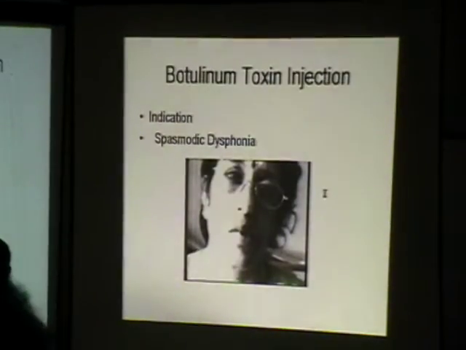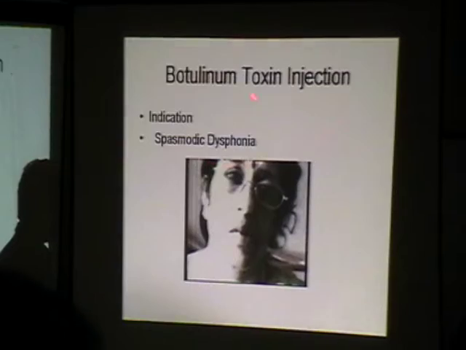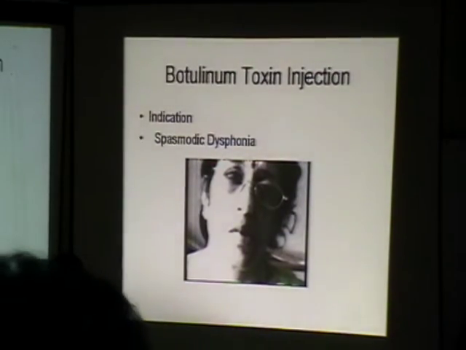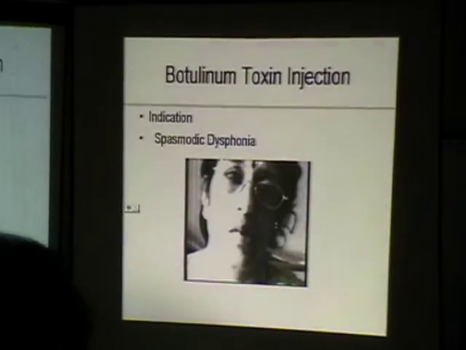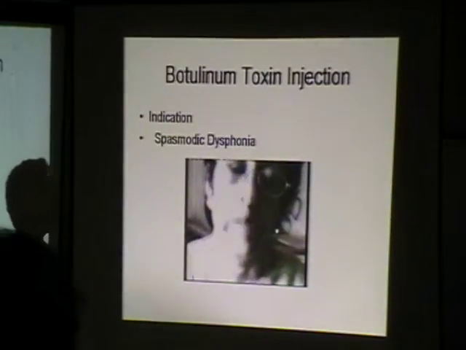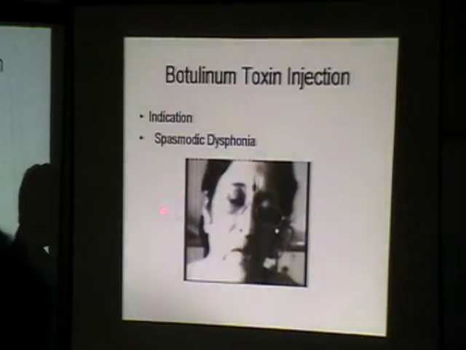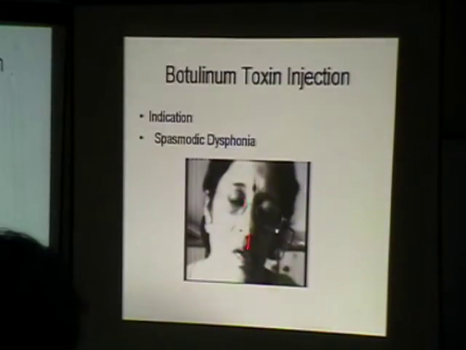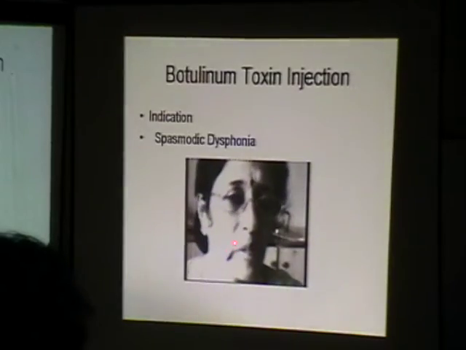Now we go to the botulinum toxin injection. This is a standard treatment for spasmodic dysphonia. This is a lady who had a road traffic accident, and it has been described that spasmodic dysphonia can also occur secondary to diffuse brain injury. So she was a teacher, and she lost her voice.